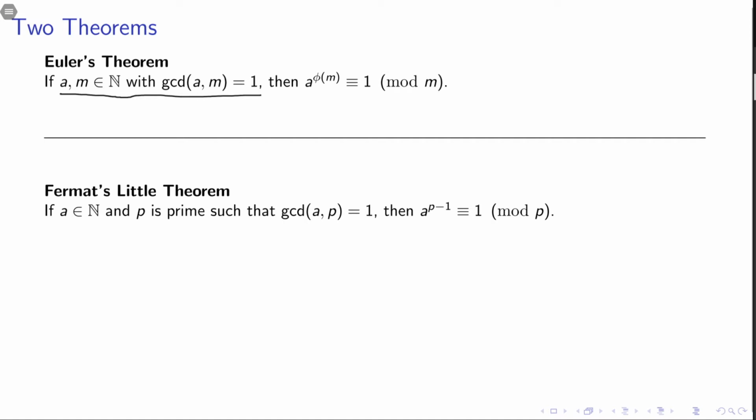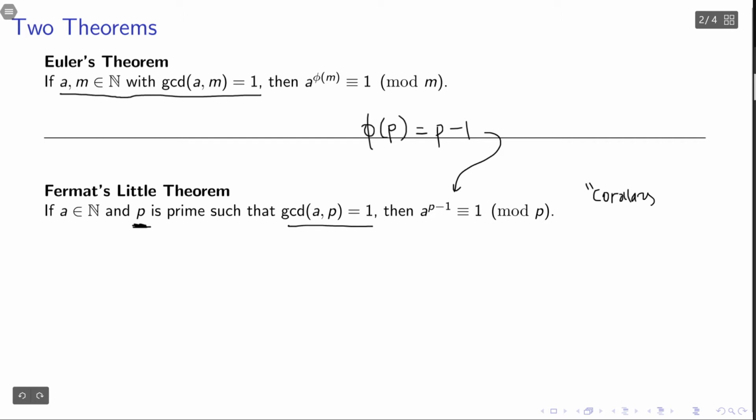And, well, what happens if you take m to be a prime number? So if m is a prime, so you have p instead in Fermat's little theorem. If a is a natural number that doesn't have p as a factor, then, well, we know that phi of p for prime numbers is equal to p minus 1. And that just exactly gives you the statement here for Fermat's little theorem. Right? So again, this is what we call a corollary. It's a special case of Euler's theorem.